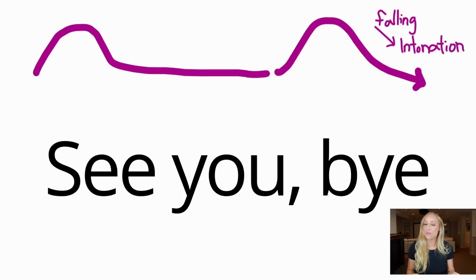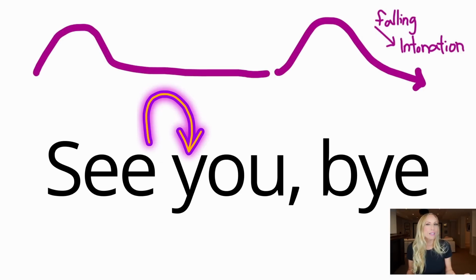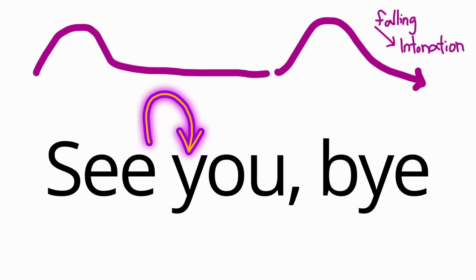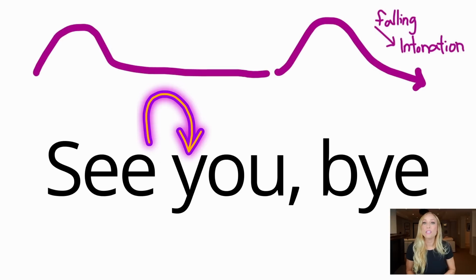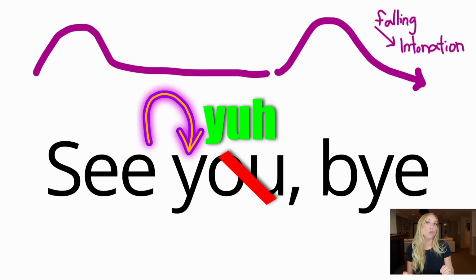The E sound in see slides to the next word you, creating a link. See you. The you is often reduced to ya rather than a full form you when it's not stressed. Let's listen. See you. Bye.